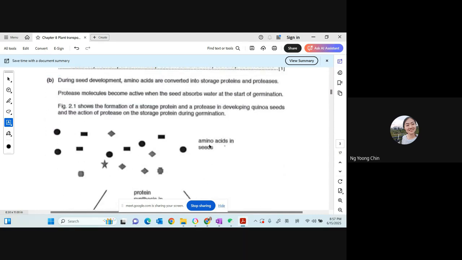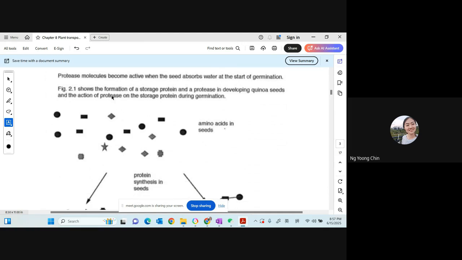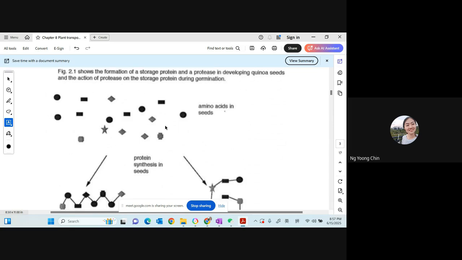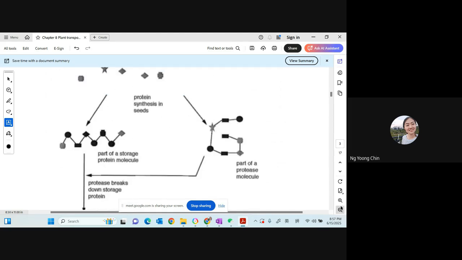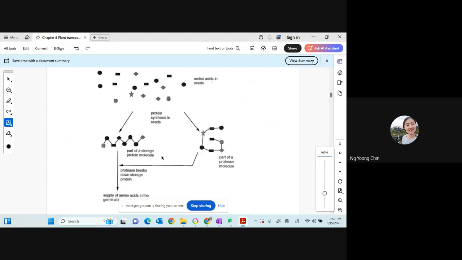And then this shows that during seed development, the amino acids are converted into storage proteins and proteins. The protein molecules become active when the seed absorbs water at the start of germination. So they show the formation of the storage proteins and the proteins in the developing seeds and the action of proteins during germination. So what will the proteins do? The proteins will help to break down the proteins, right? Becoming amino acids.